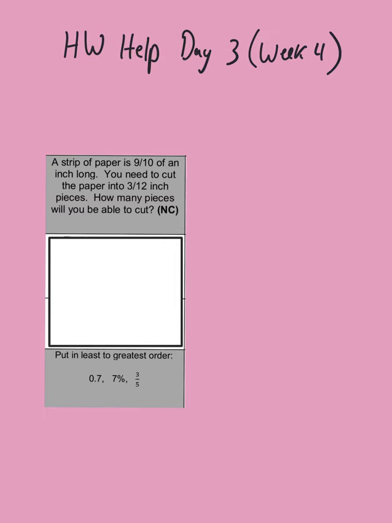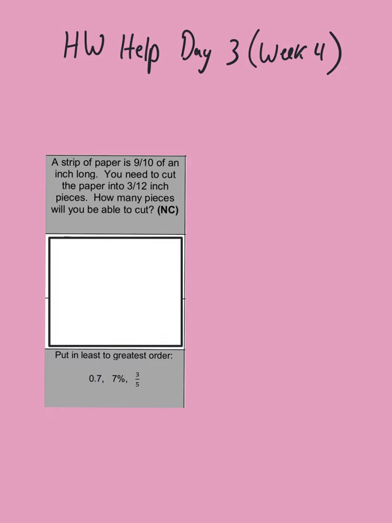Homework help for tonight. The two shaded problems are right here, so let's help you out. First one, this says a strip of paper is 9/10 of an inch long. You need to cut the paper into 3/12 inch pieces. How many pieces will you be able to cut?